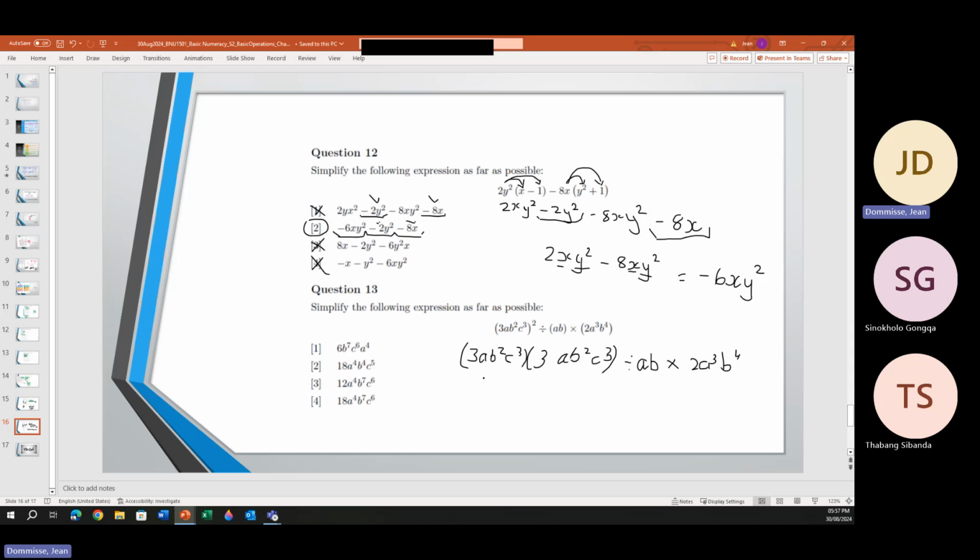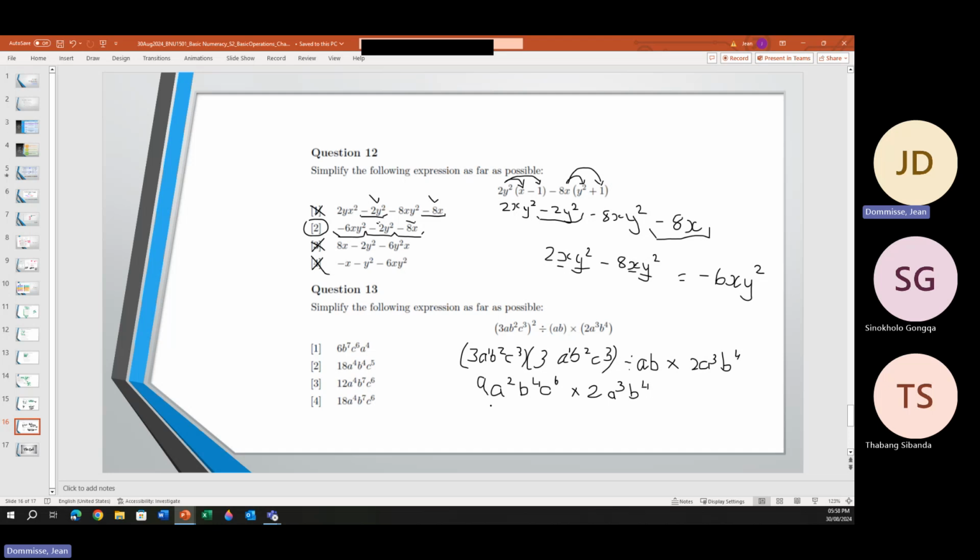So 3 times 3 is 9. If there's nothing, it's actually A1. So A1 plus 1 is A to the power of 2. B2 plus 2 is B4. And then C is 3 plus 3 is 6. Then let's just put all the multiplications together. So that is 2A3B to the power of 4.